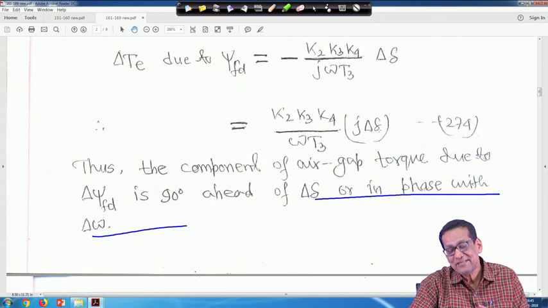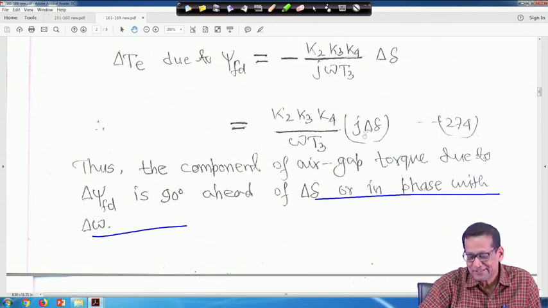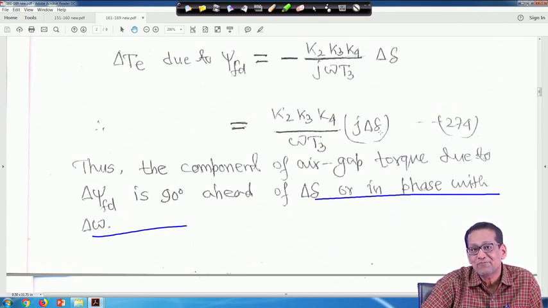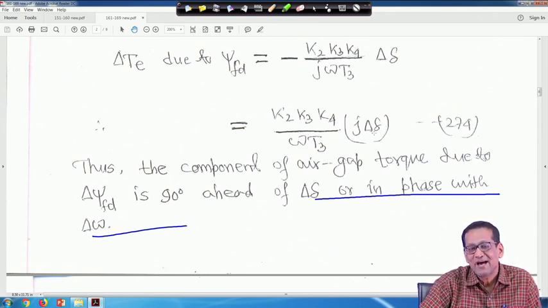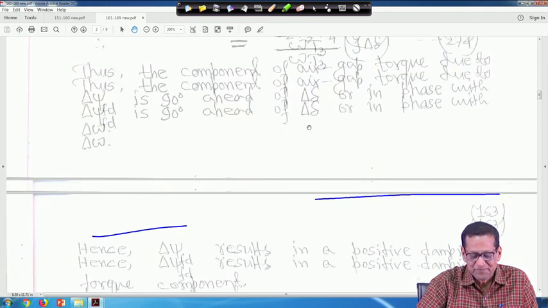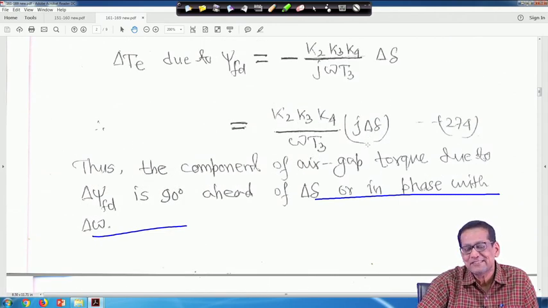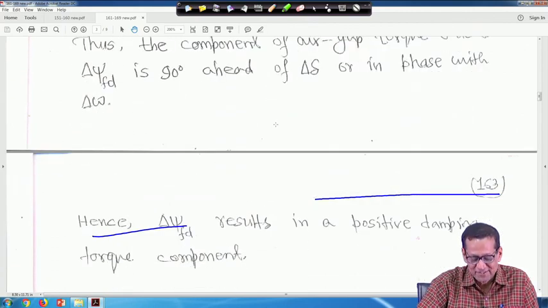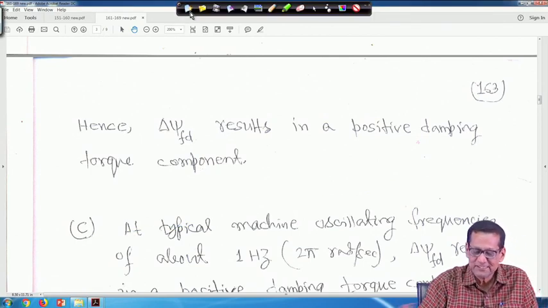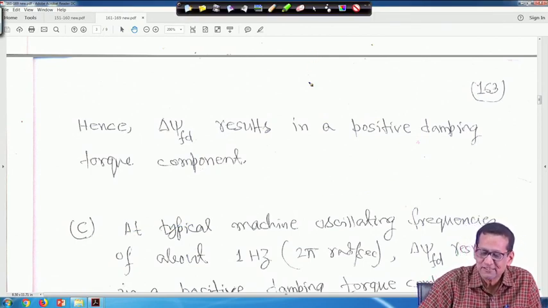How to do this? Everything is there in the block diagram. That is why we call it in phase with delta omega: the j delta term will become a term in delta omega also, and at that time we call it in phase, otherwise we call it 90 degrees out of phase. So, this is a small question to you, and just give the reason when you listen to the lecture in the forum. Actually, this is a small derivation, even 2 lines you can make it. Hence delta psi fd results in a positive damping torque component, I will go there.